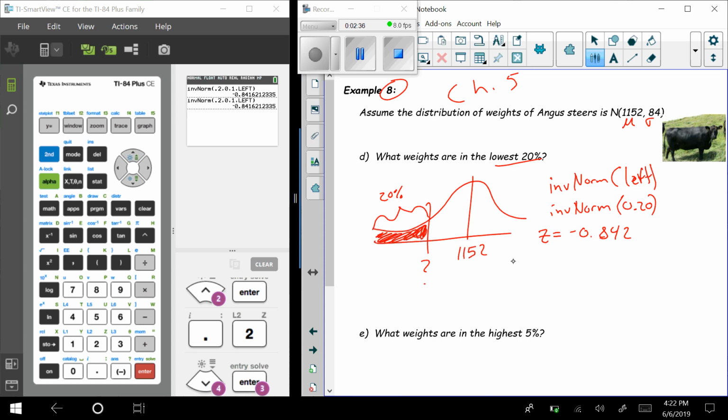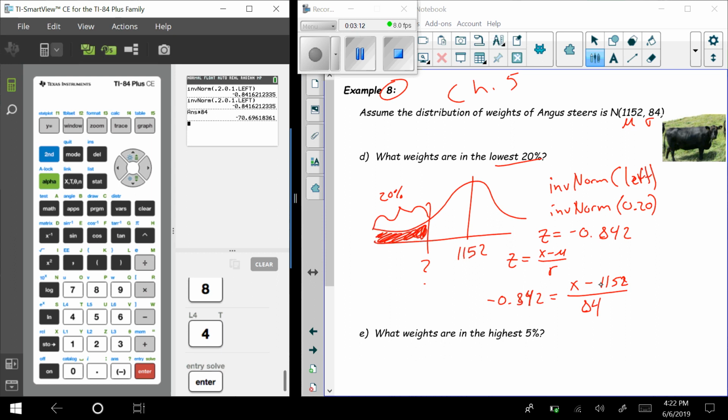It's find the weight. So here I unravel the z-score. Remember, z is equal to x minus mu over sigma. Well, z is negative 0.842, and that's equal to, well, I don't know the weight, so it's x minus mu, 1152, divided by 84. Now I just have to unravel that. My calculator will do it. Without any rounding, I can multiply that by 84, then add my 1152. And I get a weight of 1,081.3 pounds. So this spot right here corresponds to 1,081.3 pounds. All right, that shouldn't be too bad.